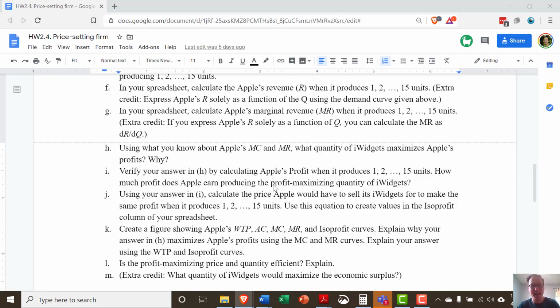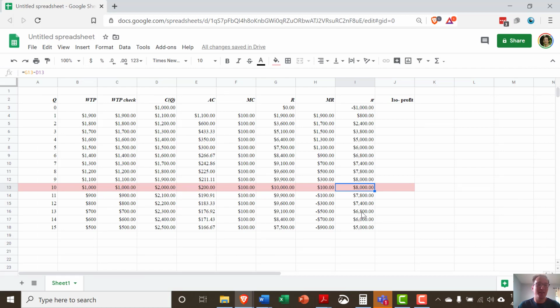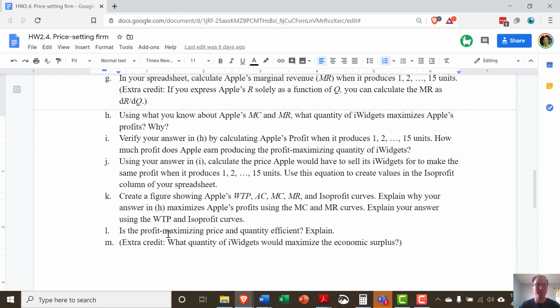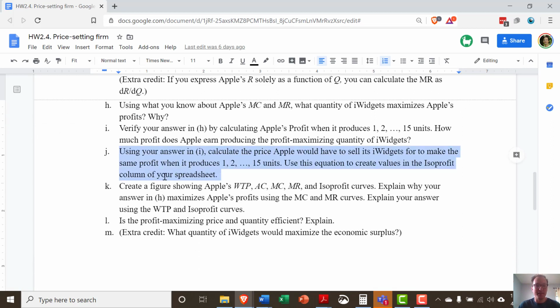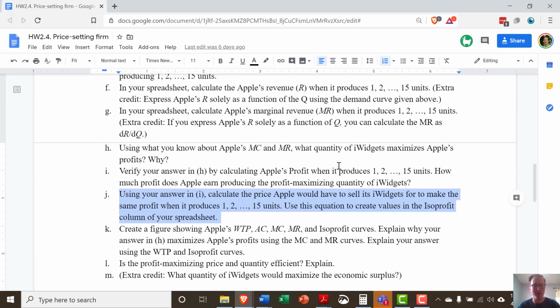So how much profit does Apple earn? Apple is going to earn $8,000 in profit by selling 10 iWidgets for $1,000 each. Using your answer in I, calculate the price Apple would have to sell its iWidgets for to make the same profit when it produces 1, 2, to 15 units. Use this equation to create values in the isoprofit column of your spreadsheet.